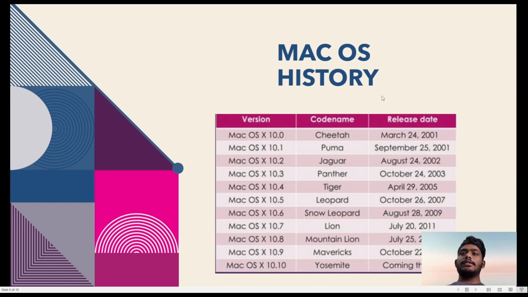Here, we can take a look at previous Mac operating system versions, which include codenames such as Cheetah, Puma, etc. But the latest version is macOS Ventura.